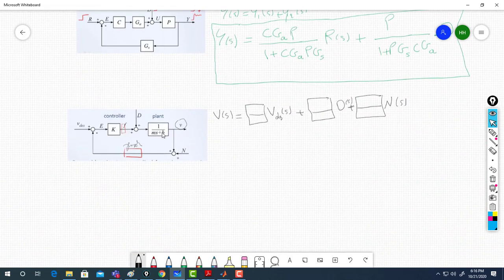So you know your ms plus b as well. Good. So let's find them one by one. You have 3 cases, as we said. Let's do the first case.